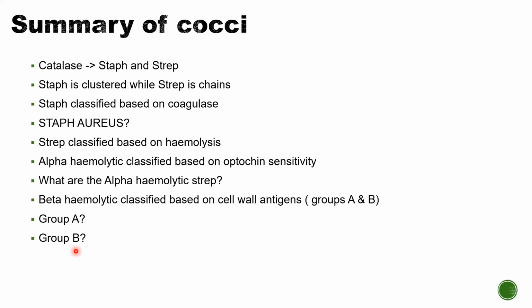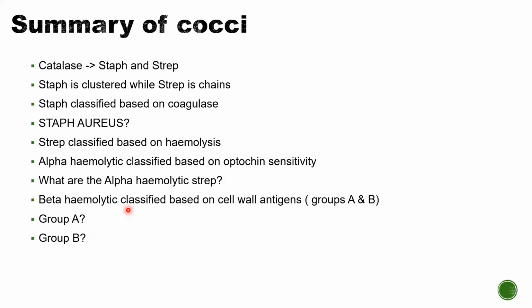Remember, galaxy is black. Okay, yes, agalactia. So, what color does alpha hemolysis look on blood agar? Remember GPA. Green, exactly, because there's partial hemolysis.